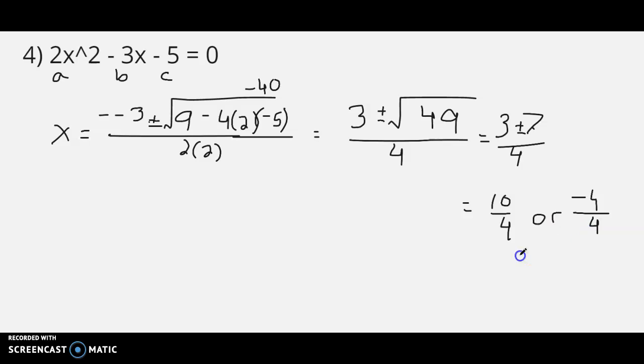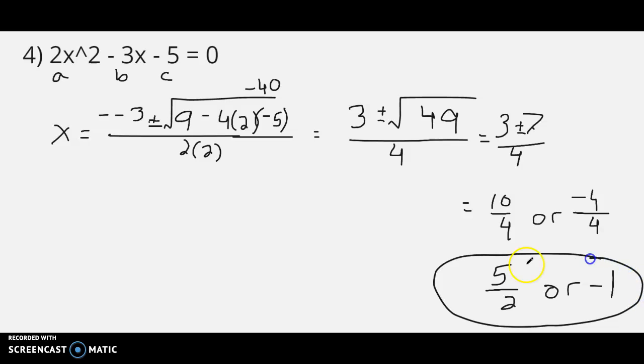10 over 4 reduces to 5 over 2. Negative 4 over 4 reduces to negative 1. The two answers are 5/2 and negative 1. If we were to graph this equation, it would intercept the x-axis at 2.5 and negative 1. That's why they also call these solutions sometimes the zeros of a function.